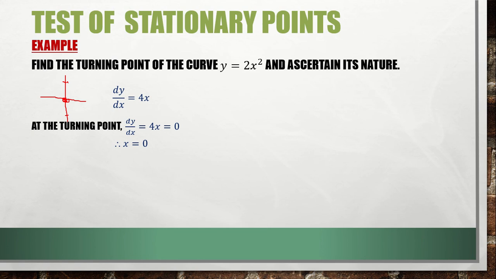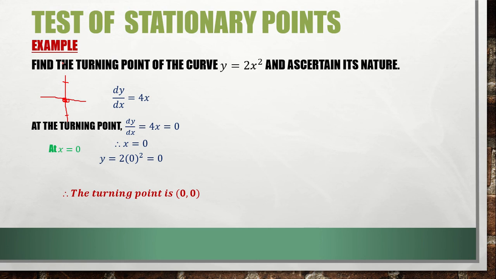So we have to find the exact position of the y coordinate, and that one is gotten by substituting the x value into the original equation of the function, of which our function was y is equal to 2x squared. So at x equals 0, y will be equal to 0, because 0 squared is just 0, multiplied by 2 is 0. So my turning point is (0, 0), basically the origin. So we have answered the first part of the question.